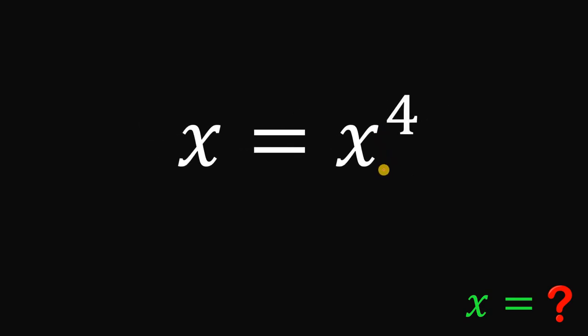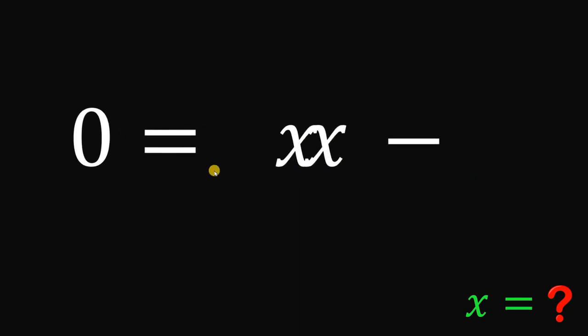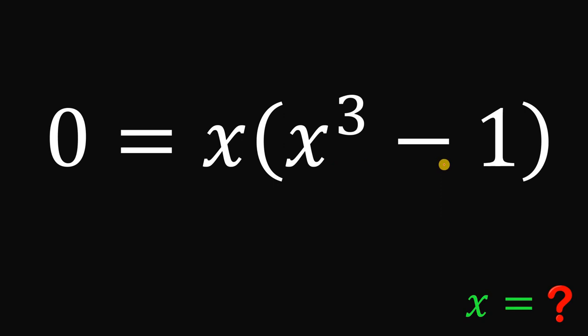Now, to solve for all values of x, don't divide this by x. Instead, let's equate this to 0. We will use some factoring because we have a common factor of x. If we factor x, we get something like x multiplied by x cubed minus 1.